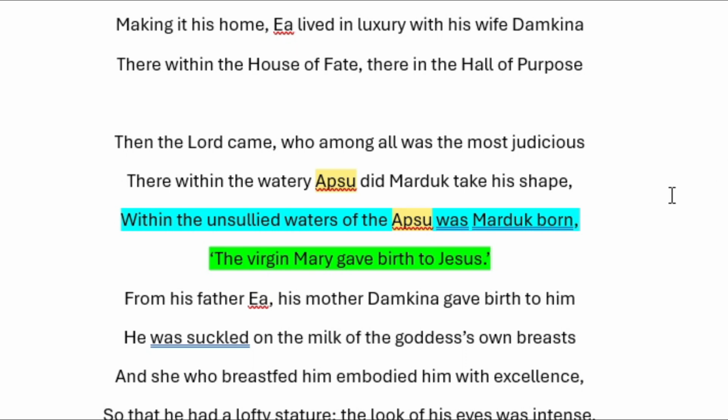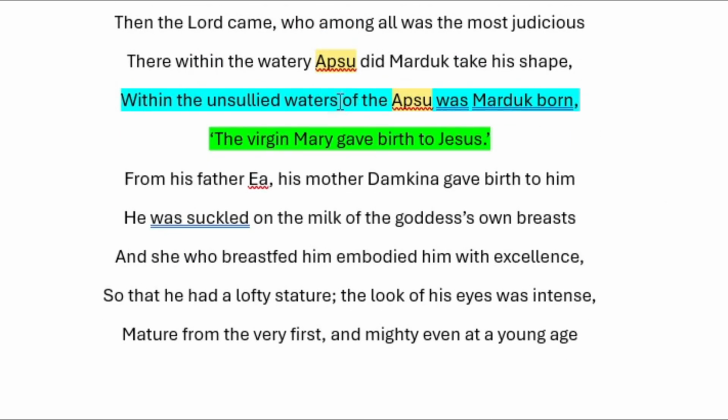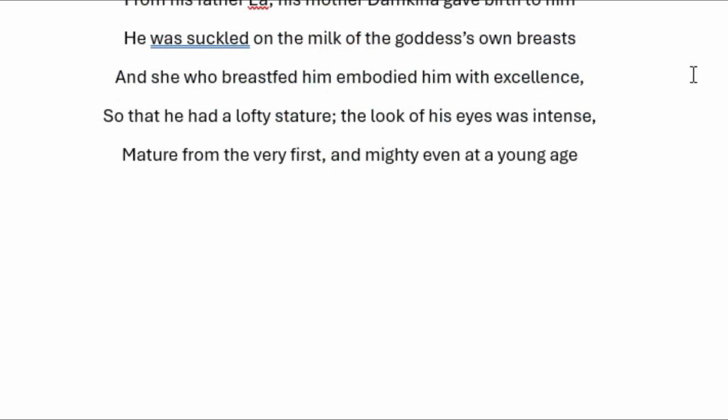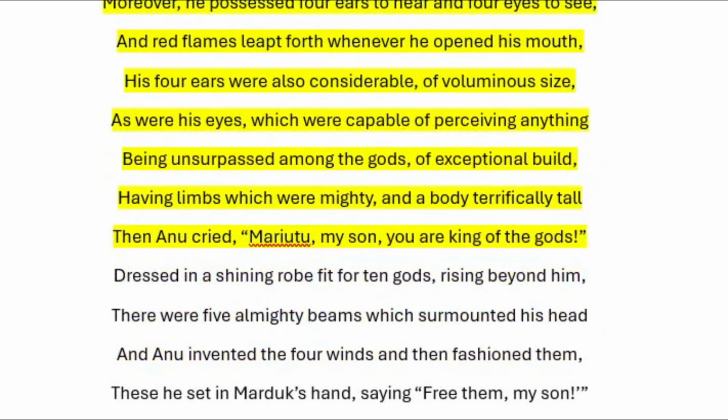Apsu, the creator God, does get taken out. And within the unsullied waters of the Apsu, Apsu is still a creative place. Like the Tao. The everything, the all. And unsullied within the pure part of the inner self was Marduk born. That is where the hero is born. Let's see. I'm not sure what else to go on to with that one.